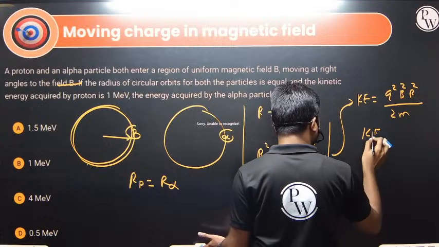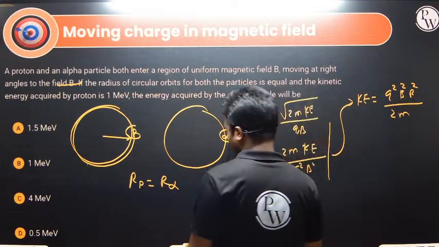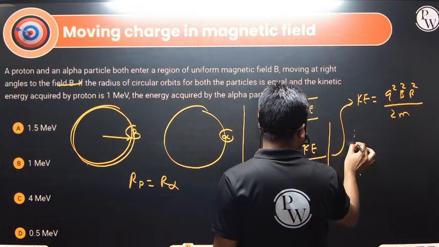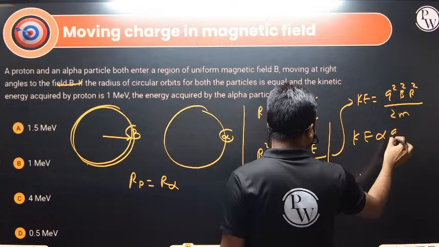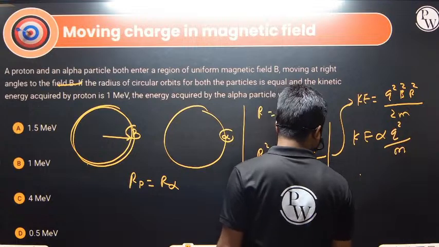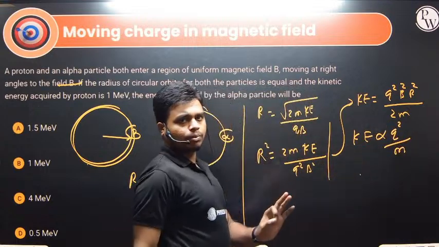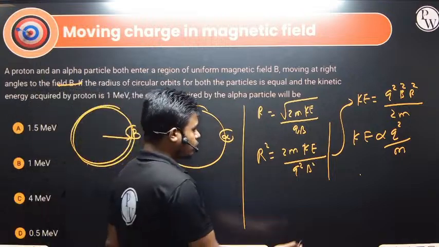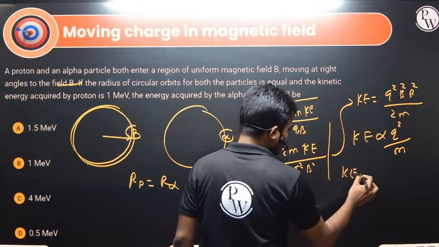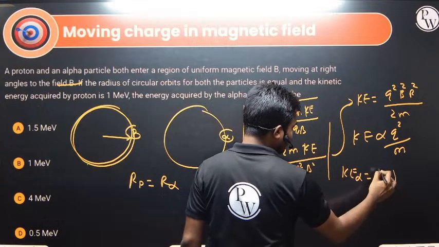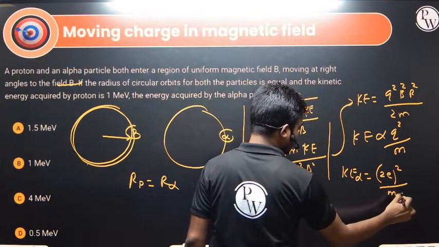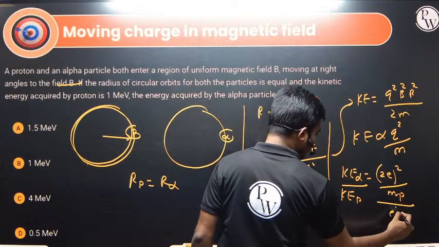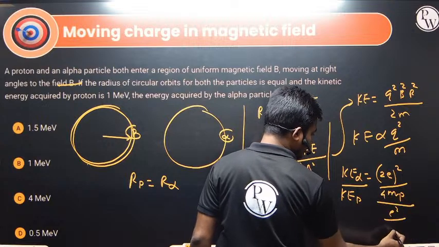So let's focus on what we have. They have the same radius, the same magnetic field, and the mass will be different. So kinetic energy is proportional to the square of the charge divided by mass. For the alpha particle it is (2e) square divided by 4mp. For the proton, it is e square divided by mp.